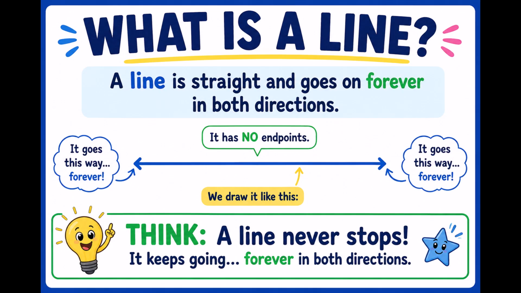A line is always straight and keeps going forever in both directions. It has no endpoints. Look at the arrows on each end. They show that the line never stops. Can you point to the arrows and tell me which way the line keeps going? Let's not forget, this line could be turned in any direction. It does not matter. It will continue to go in a straight line in that direction.